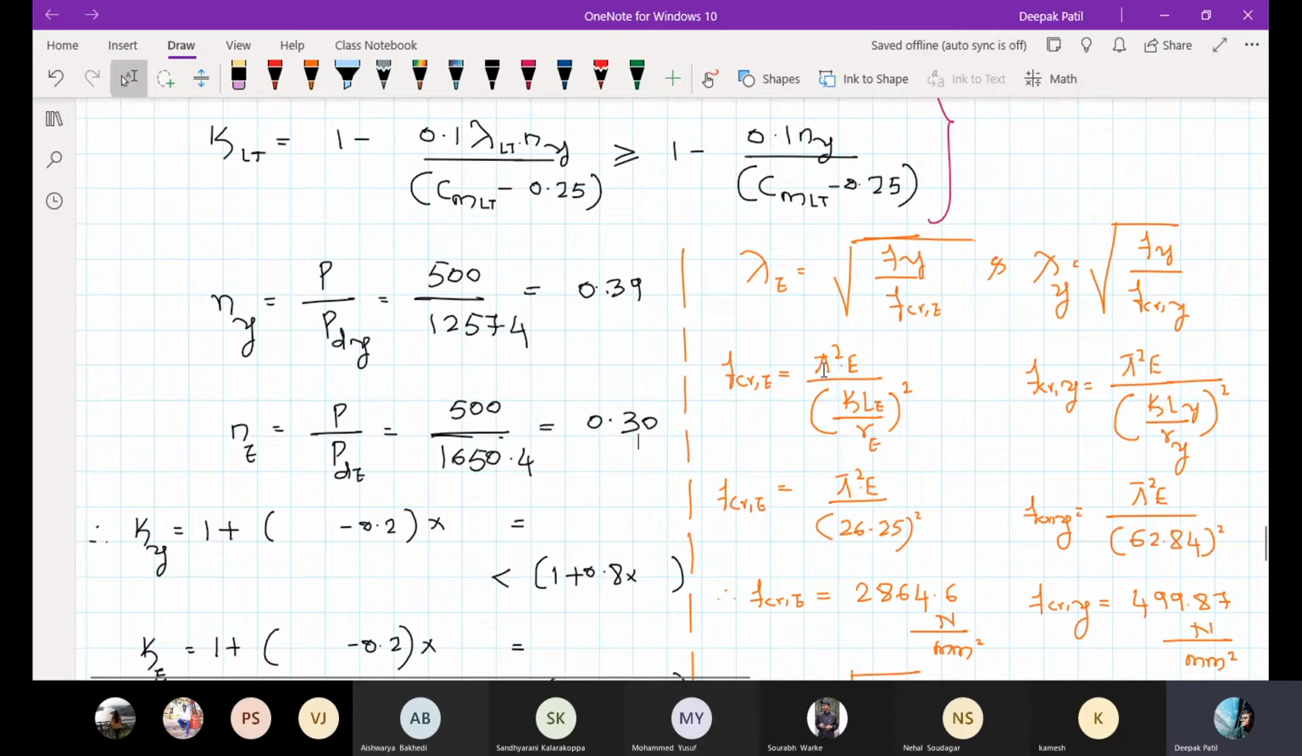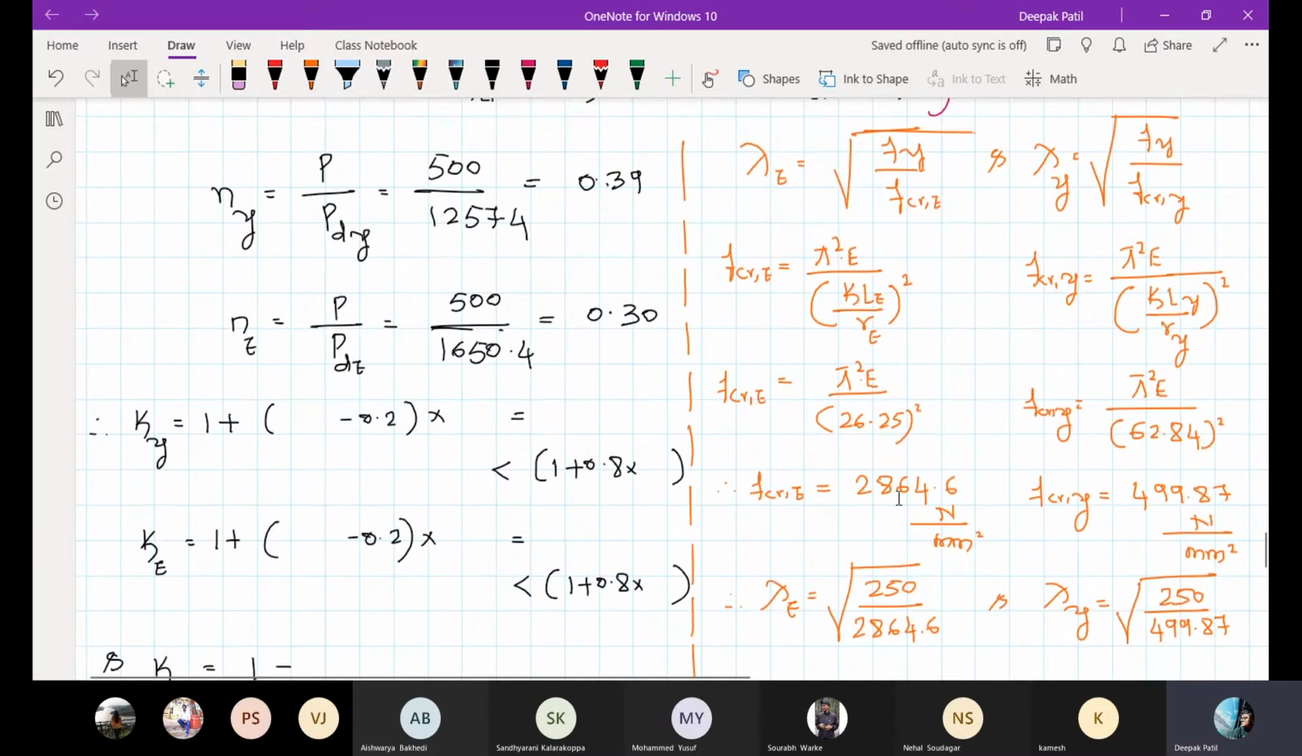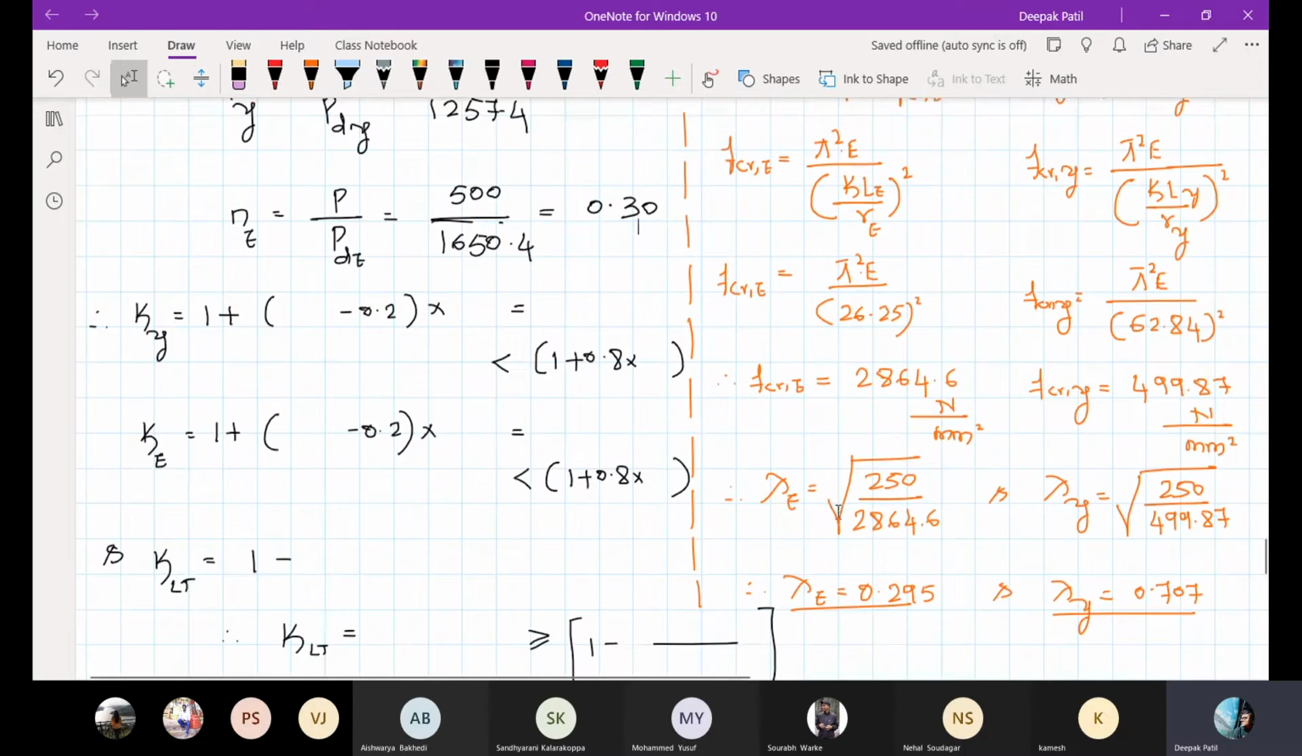FCRZ is given by this formula, that is pi square E divided by (KLZ by RZ) square. And you know KLZ by RZ already you have calculated, that is 26.25. So FCRZ is this much. So you can calculate lambda Z as under the root Fy divided by FCRZ. So I'm getting lambda Z as 0.295.